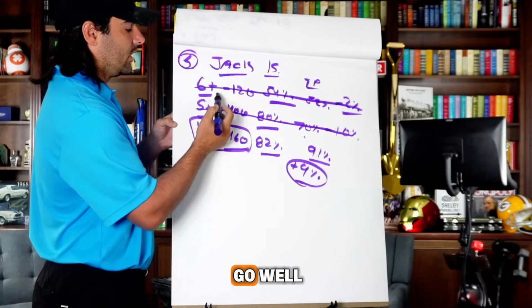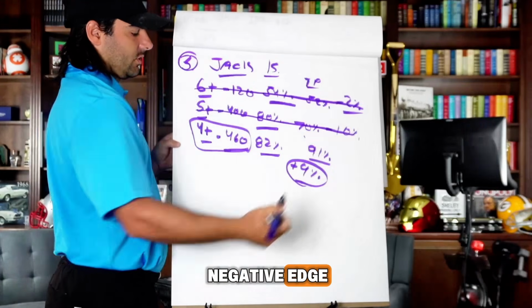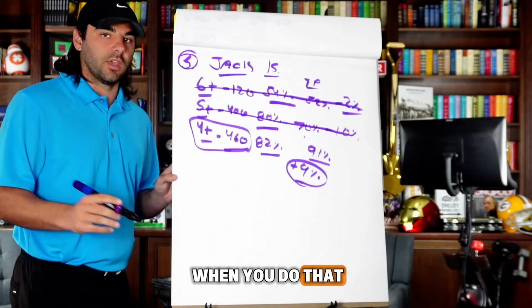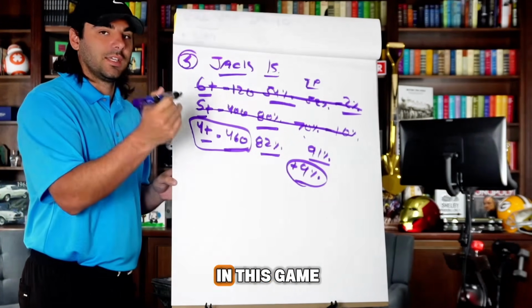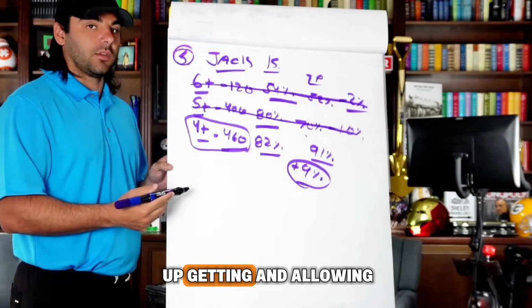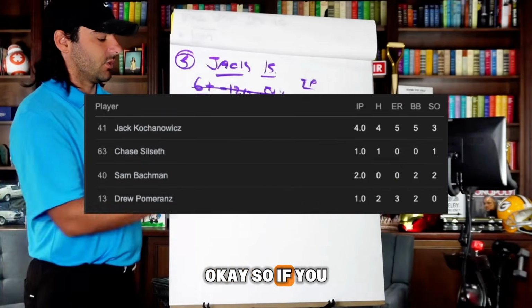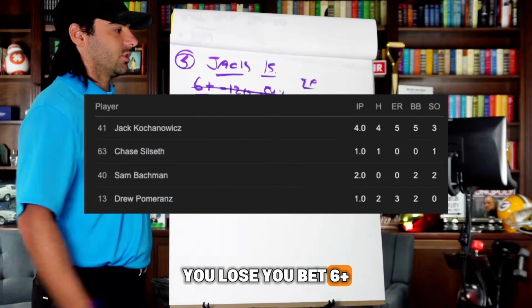So they would probably go, well, let me do 6 plus at minus 120 and giving yourself a negative edge. Well, guess what happens when you do that? And exactly what happens in this game, for example. He ends up getting and allowing right here 4 hits right on the nose. Okay, so if you bet 5 plus, you lose. You bet 6 plus, you end up losing.